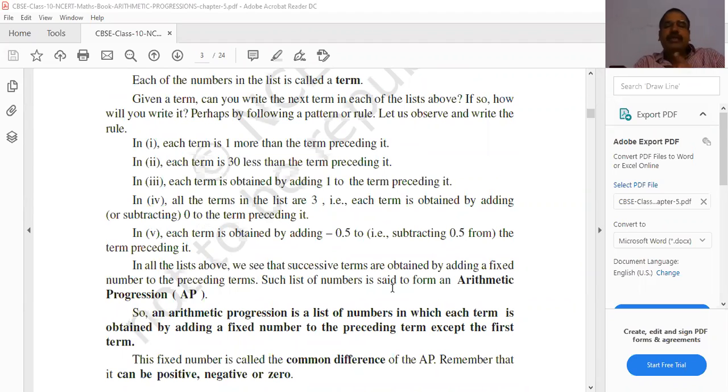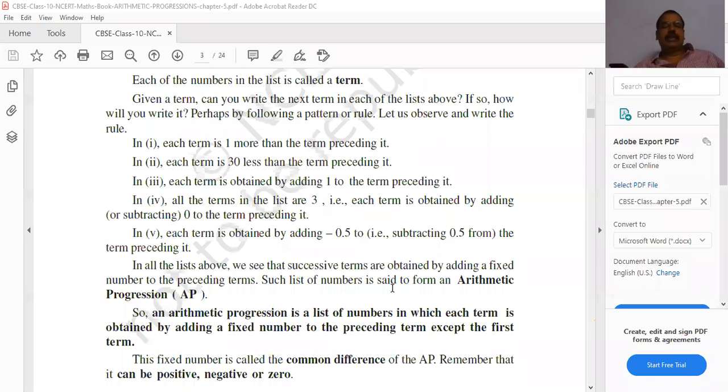Now we have the definition of AP. An arithmetic progression is a list of numbers in which each term is obtained by adding a fixed number to the preceding term, except the first term. You leave the first term. For the first term, if you add a fixed number, the second term will come. Again, to the second term, if you add the fixed number, you will get the third term, like that. If the series continues, then those numbers are in AP.